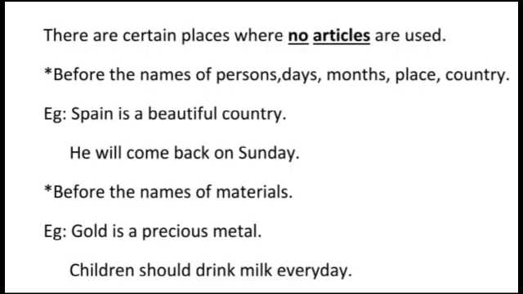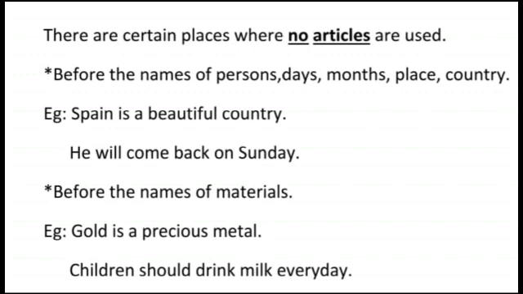There are certain places where no articles are used. Which are they? They are before the names of persons, days, months, place, country. Example, Spain is a beautiful country. So here you can see a name is given there. Spain, it's the name of a country. But before the name of a country, we never use any articles.